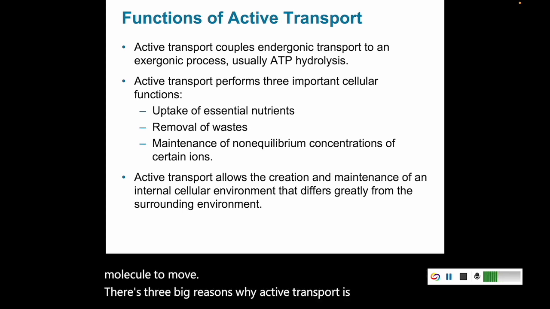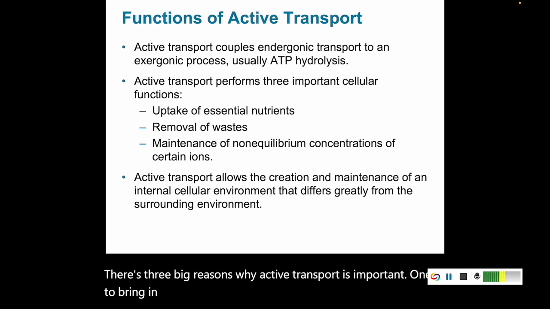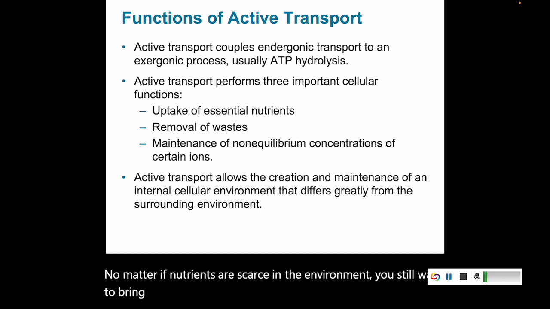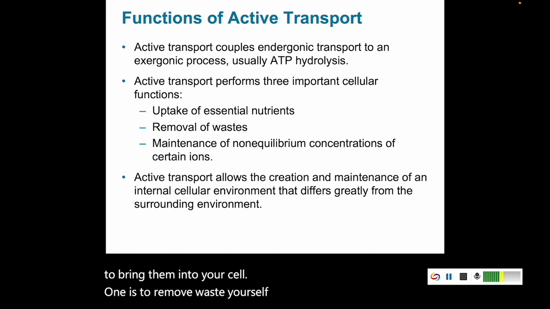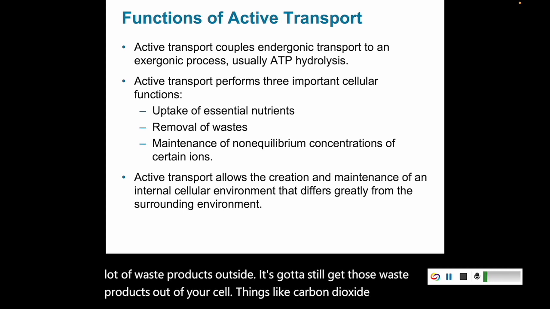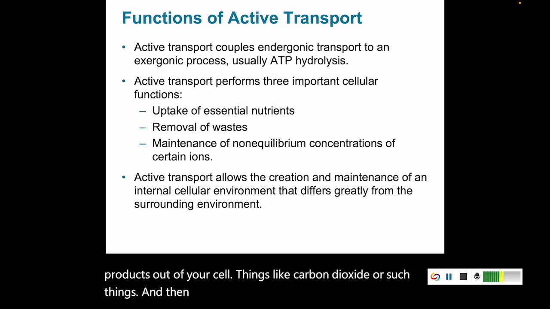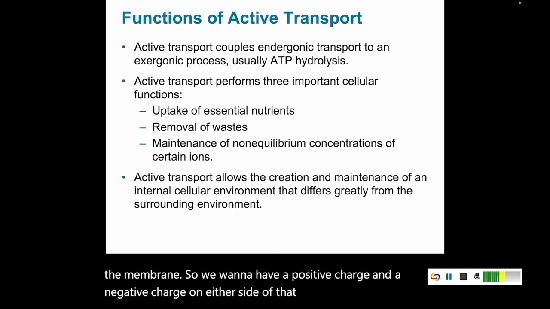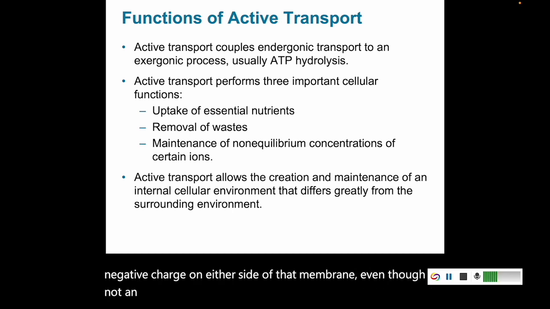One is to bring in nutrients. Even if nutrients are scarce in the environment, you still want to bring them into your cell. Another is to remove waste. Your cell doesn't really care if there are a lot of waste products outside; it's got to still get those waste products out of your cell, things like carbon dioxide. And then maintaining ionic concentrations on either side of the membrane. We want to have a positive charge and a negative charge on either side of that membrane. Even though it's not at equilibrium, we're going to spend energy to do that.